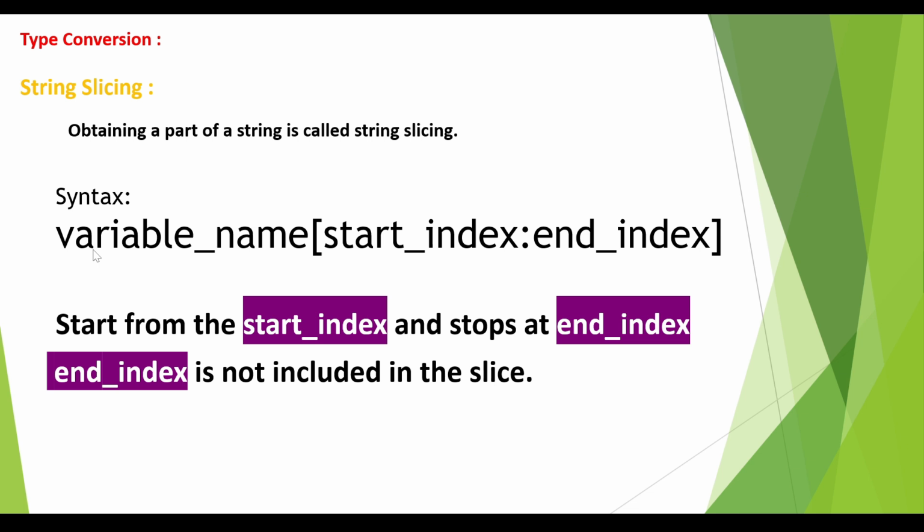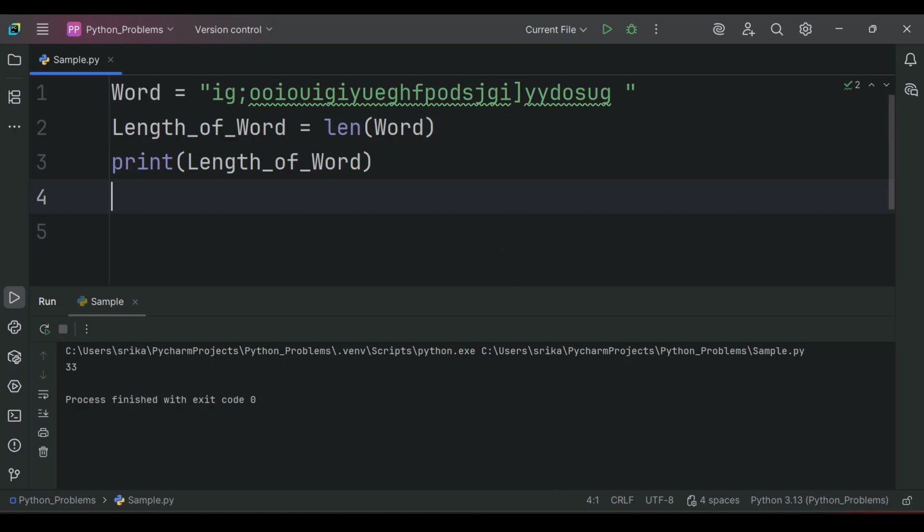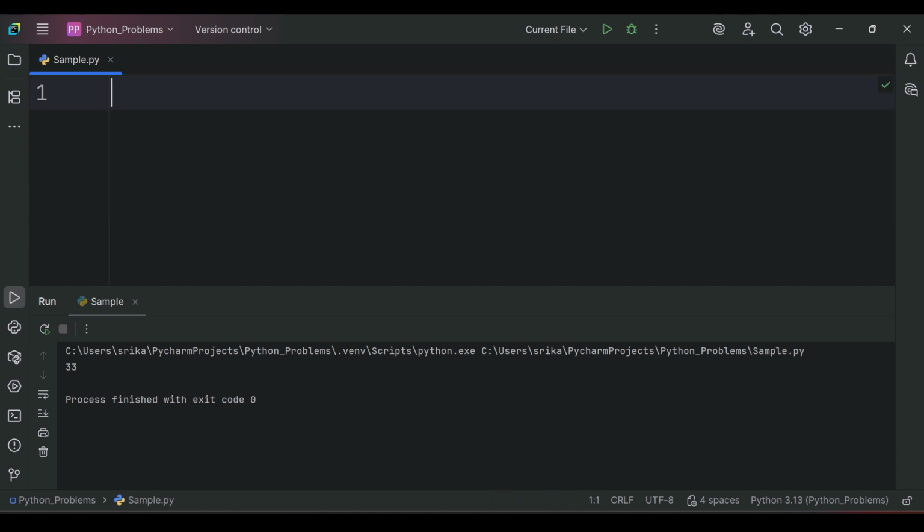The syntax of string slicing is the variable name, square brackets, start index, and end index. We will see with examples. Here, I am taking one variable name, that is A. Suppose here I am taking one string, that is "hi".